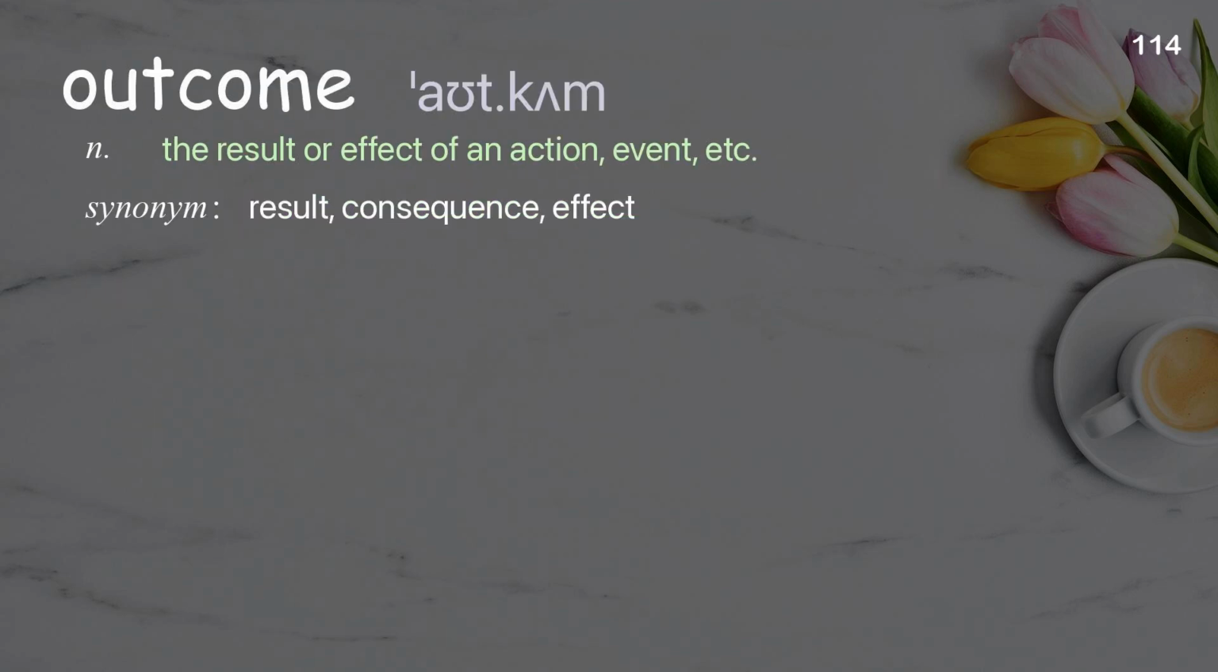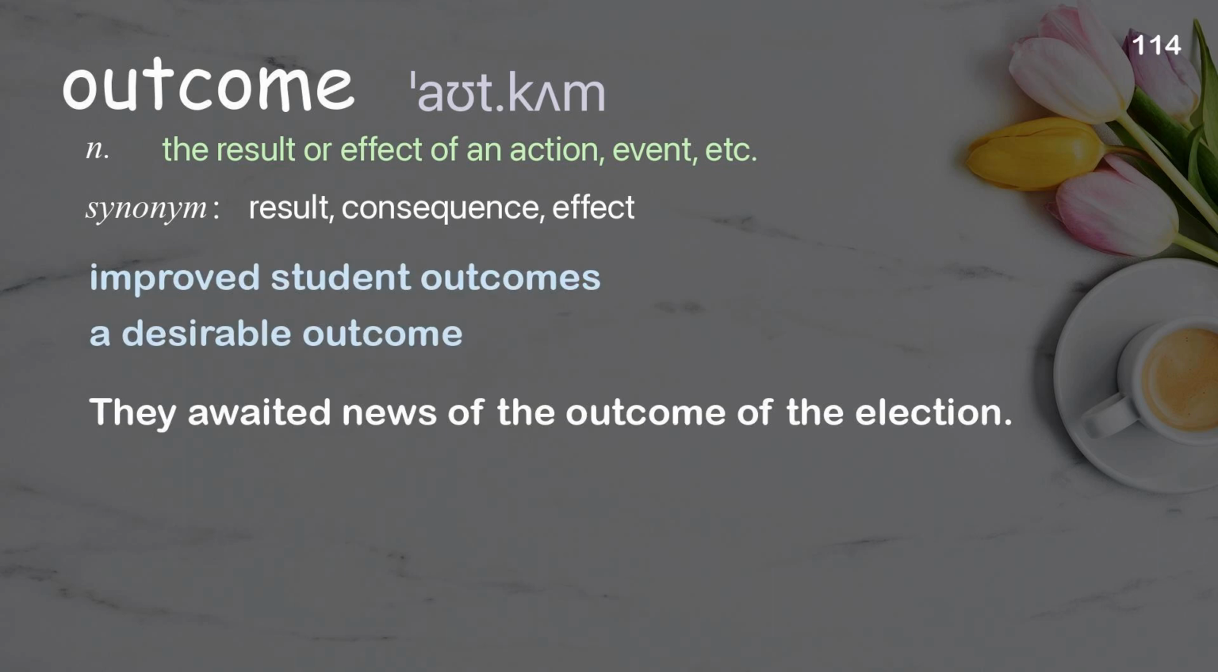Outcome. The result or effect of an action, event, etc. Examples: Improved student outcomes. A desirable outcome. They awaited news of the outcome of the election.